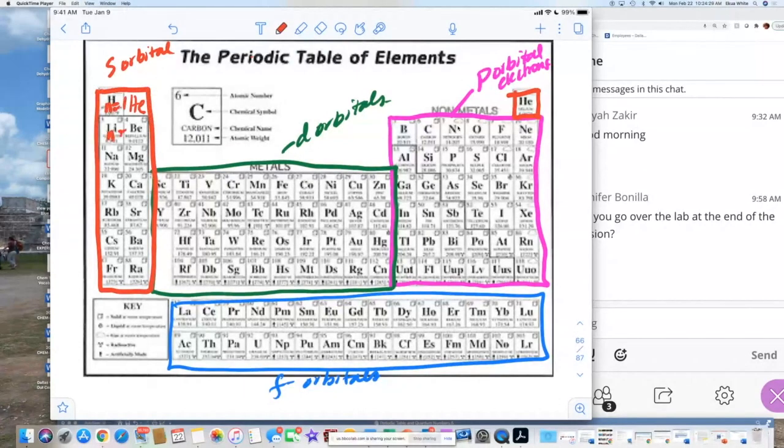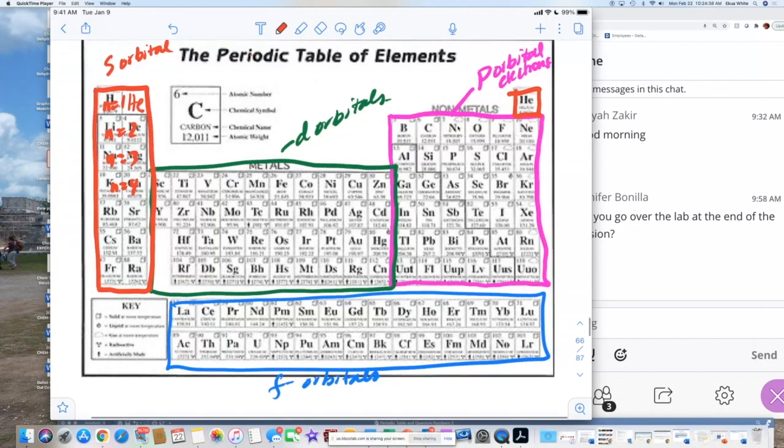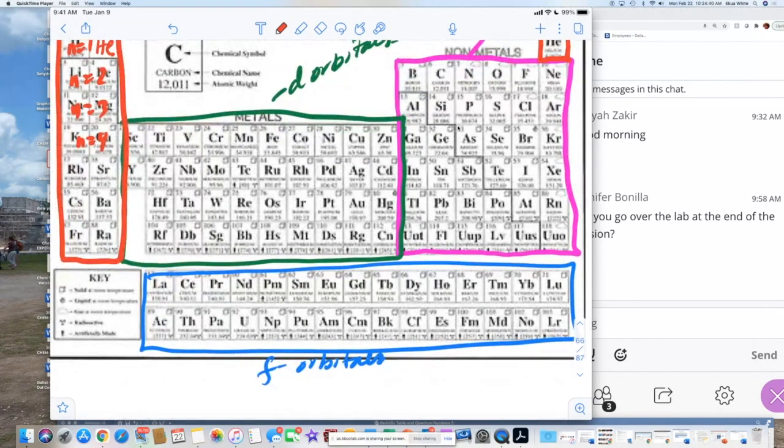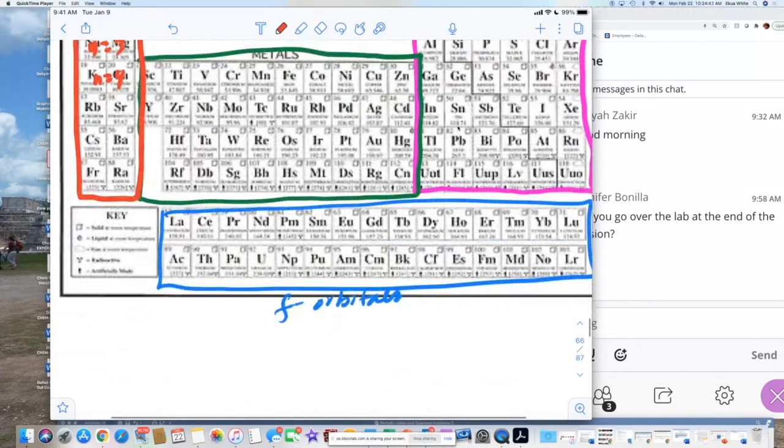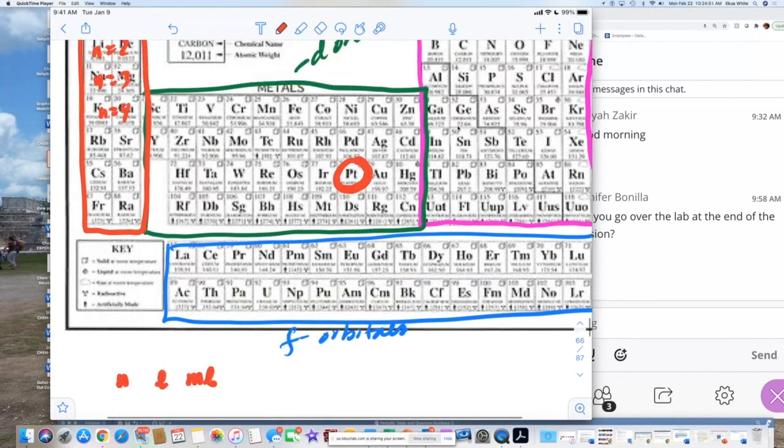N is 1, N is 2, N is 3, N is 4, right? We go through all this. So what I want to do is, based on what we did last week, assign the 3 different values: N, L, M sub L for platinum. Okay? So this is a quick review.